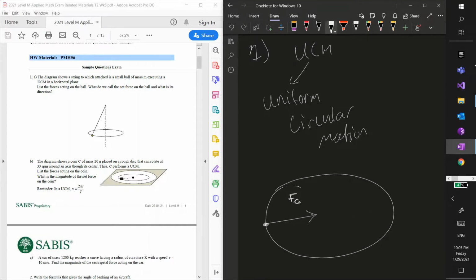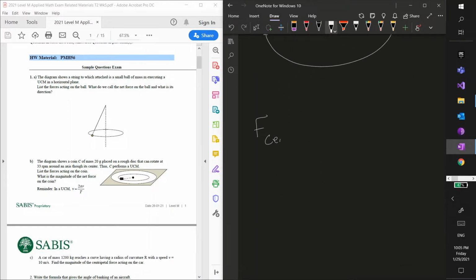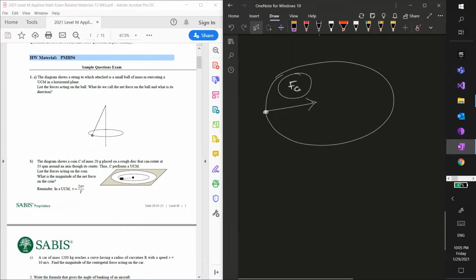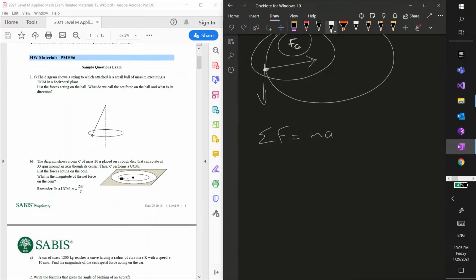The force pulling you towards the center is called Fc. Fc means force centripetal. Centripetal means it loves the center. It pulls you towards the center. Now, by Newton's second law, we know that the sum of all forces when you're accelerating is equal to ma. And the only forces acting here are your Fc and your weight, yeah? Now, your weight, we don't really care about it because it's acting downwards. So we just care about your Fc now.